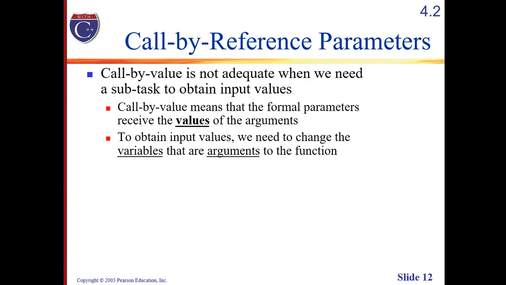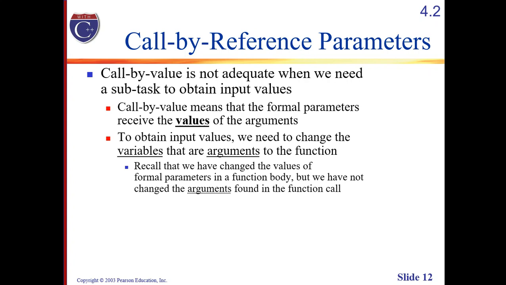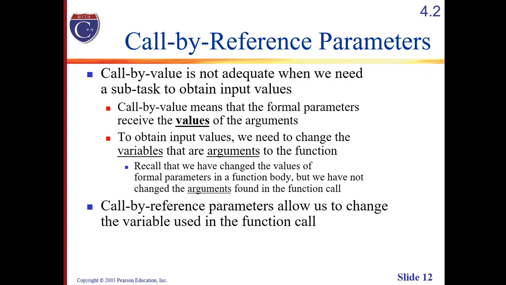To obtain input values, we need to change the variables that are arguments to the function. Recall that we have changed the values of formal parameters in a function body, but we have not changed the arguments found in the function call. This means the value that we provided as arguments will only change the value of the parameters in that particular function. On the other hand, call by reference parameters allow us to change the variable used in the function call.